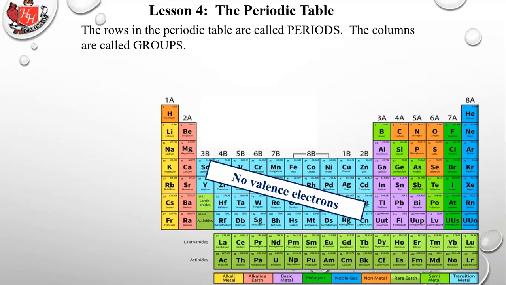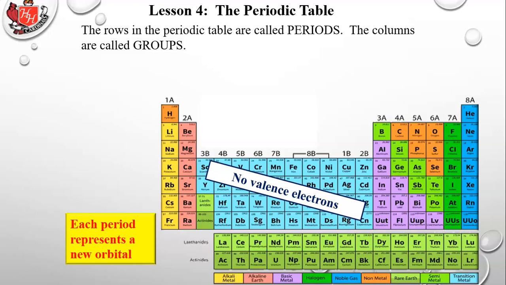So the rows in the periodic table are called periods, and the columns are called groups. Generally in this class, we'll tend to call them rows and columns. That's a little more natural to do that, but if you hear period, it means a row. If you hear group, it means a column.